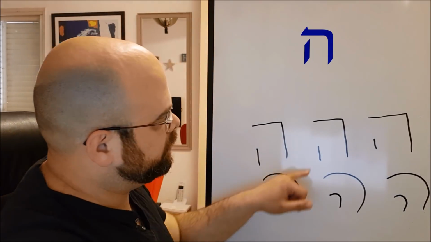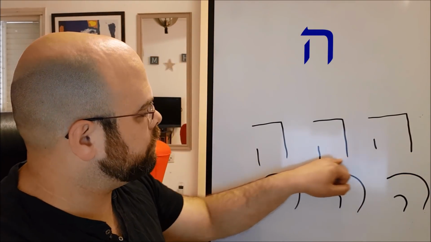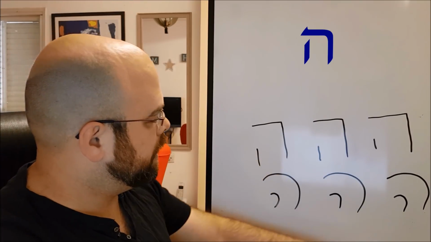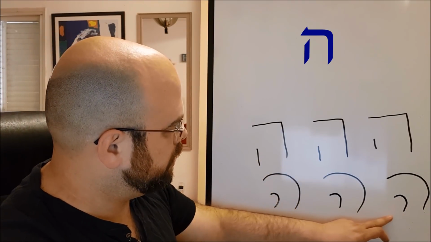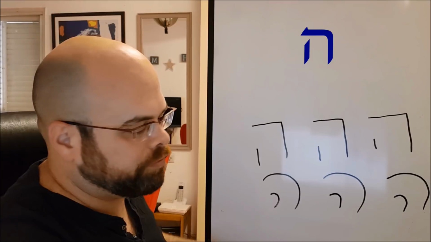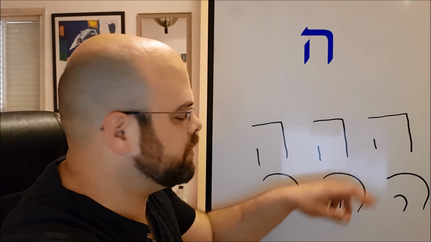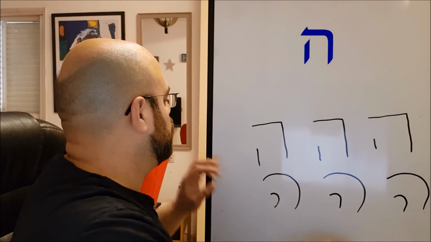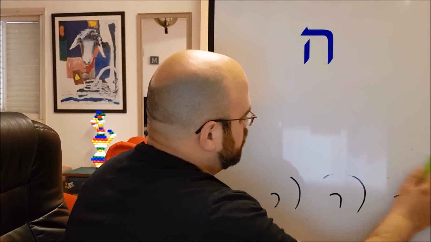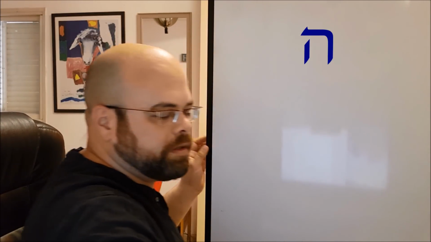Also, as you can see, the print letters are usually angular, and the handwritten versions are usually more rounded. Okay, so this is the letter Hey. Okay, so now let's learn some words with these letters.